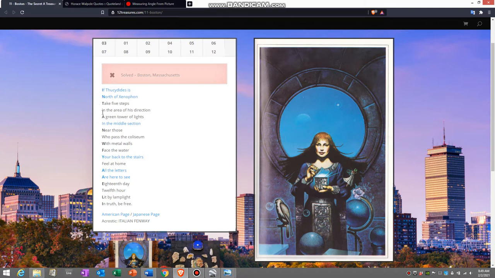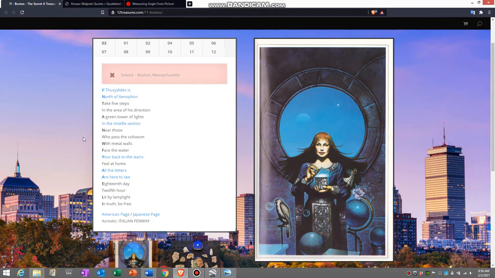The problem with these first 4 lines is we didn't know who "his" direction is, because it's a vague pronoun and we don't have anything yet. Is it talking about Thucydides? Is it talking about Xenophon? Or is it talking about somebody else? Well, the answer is at the bottom of this verse, because the top is looking for truth. In the very last line, we have "in truth be free." This is the final of these 4 lines grouped together, which describe Paul Revere's ride from the Old North Church when he was warning that the British were coming. So: 18th day, 12th hour, lit by lamplight, in truth be free.